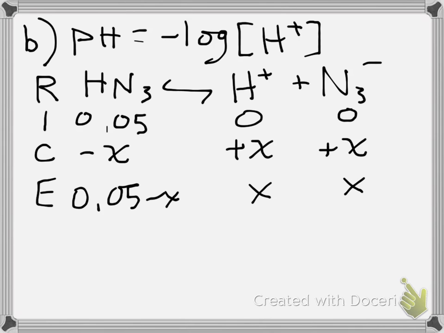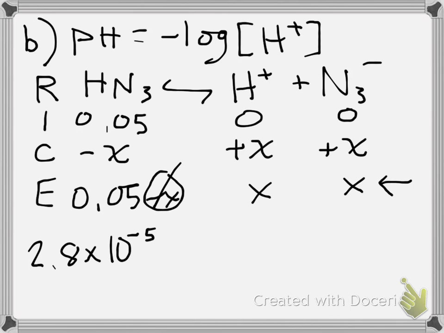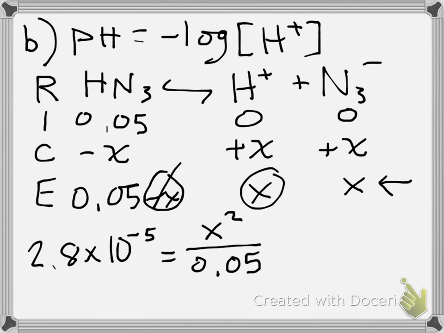and X. Now, these equilibrium values right here in this line are what we want to plug into the equilibrium expression. However, because it's a weak acid, we can get rid of that value right there, and that's going to make solving this much more simple. So we substitute into the K expression. The Ka value is given, 2.8 times 10 to the negative fifth equals products over reactants. So we have x squared over 0.05.